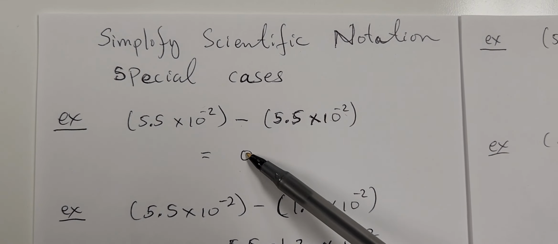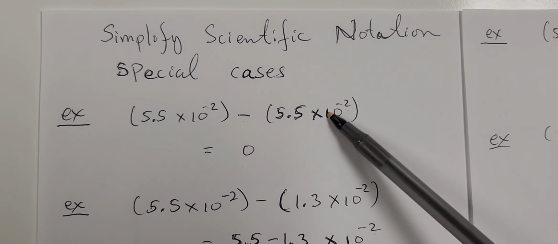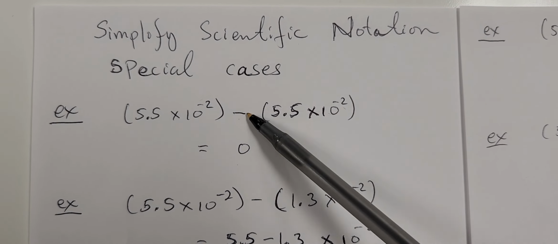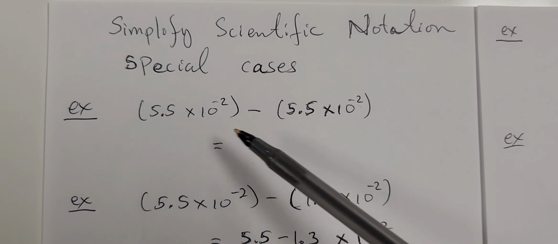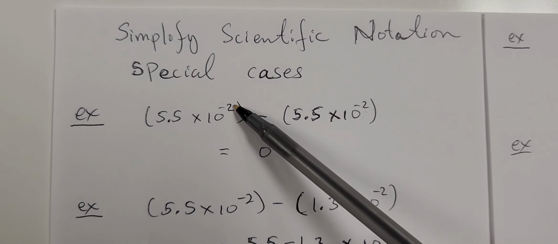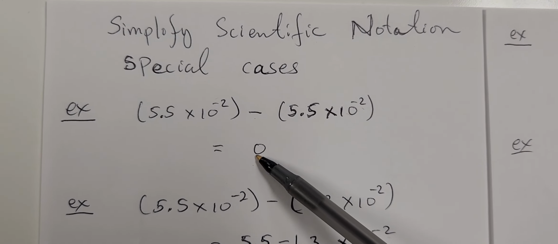Again, why is this 0? Because the left and the right are exactly the same. So left subtract from the right and they are exactly the same. Same number, same power, so they go to 0. Okay, so the answer is 0.